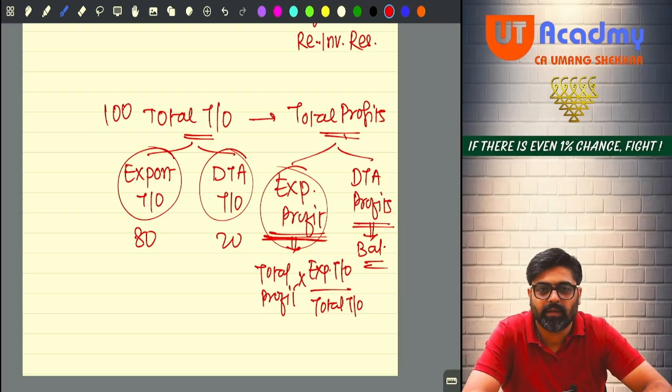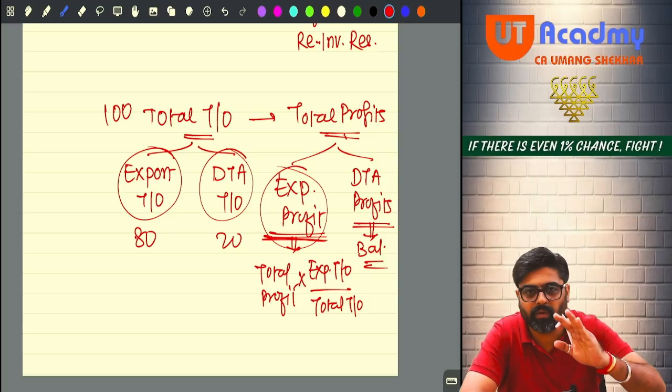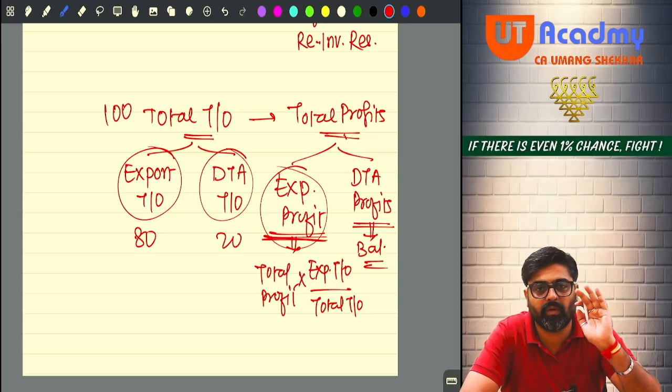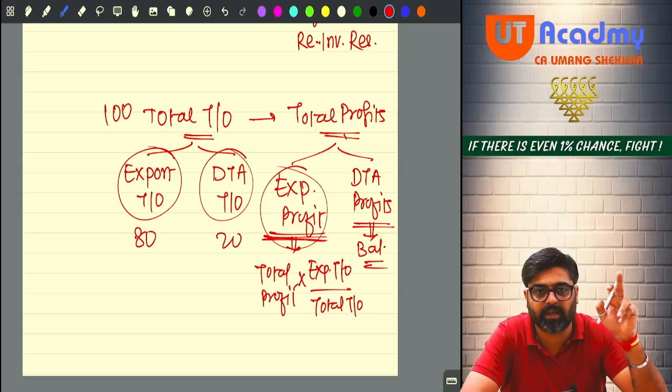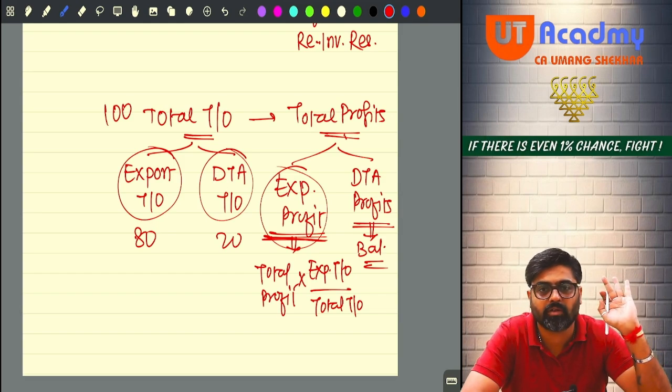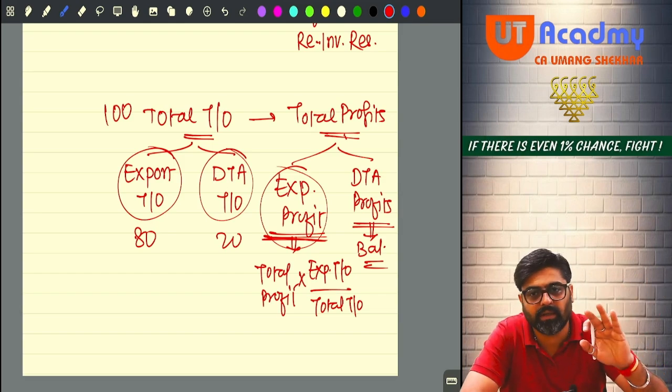And year 6 to year 10, again you are going to calculate the export profit like this. But whatever export profit you calculate, 50% of that is exempt. The balance 50% of export profit is taxable, and the domestic profit of that year will also be taxable. Yes or no? Did you understand?